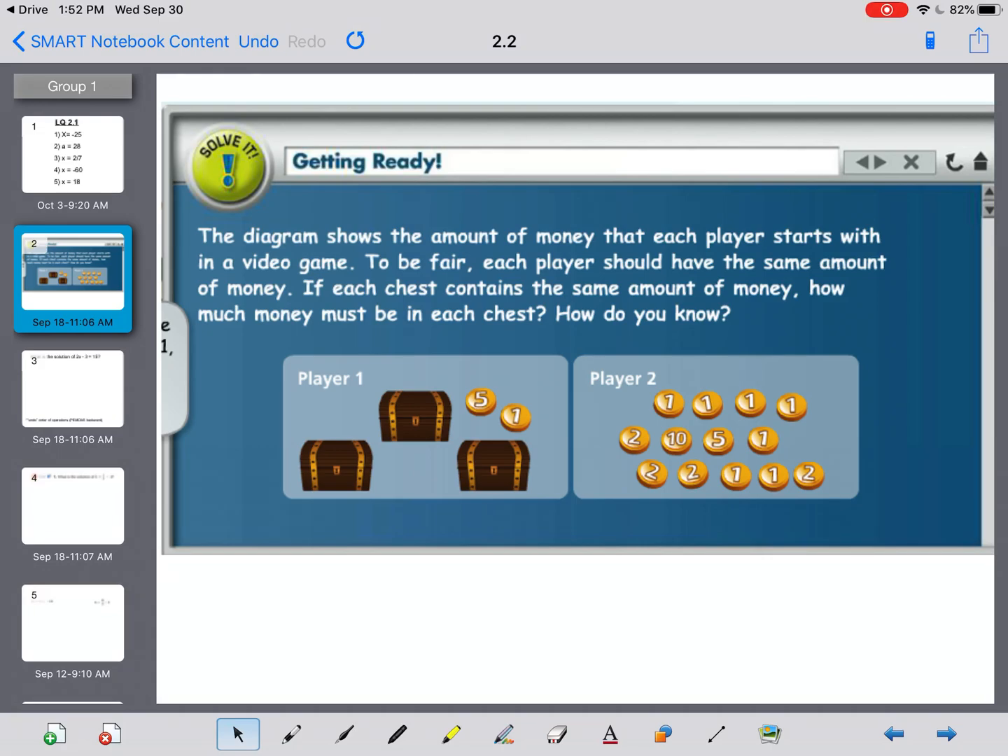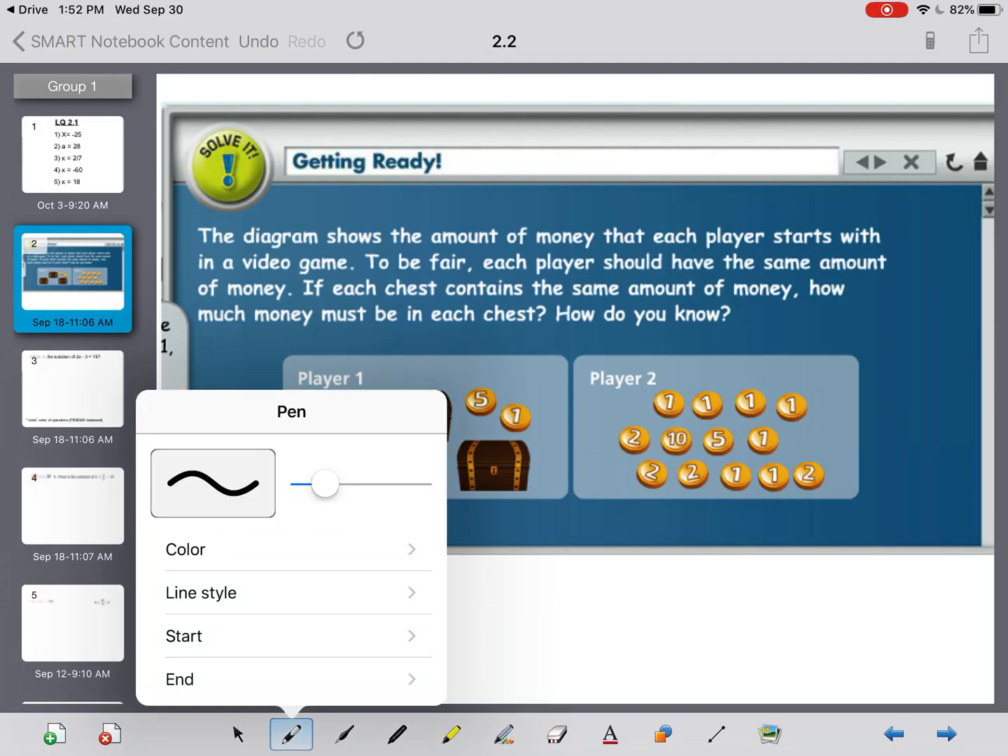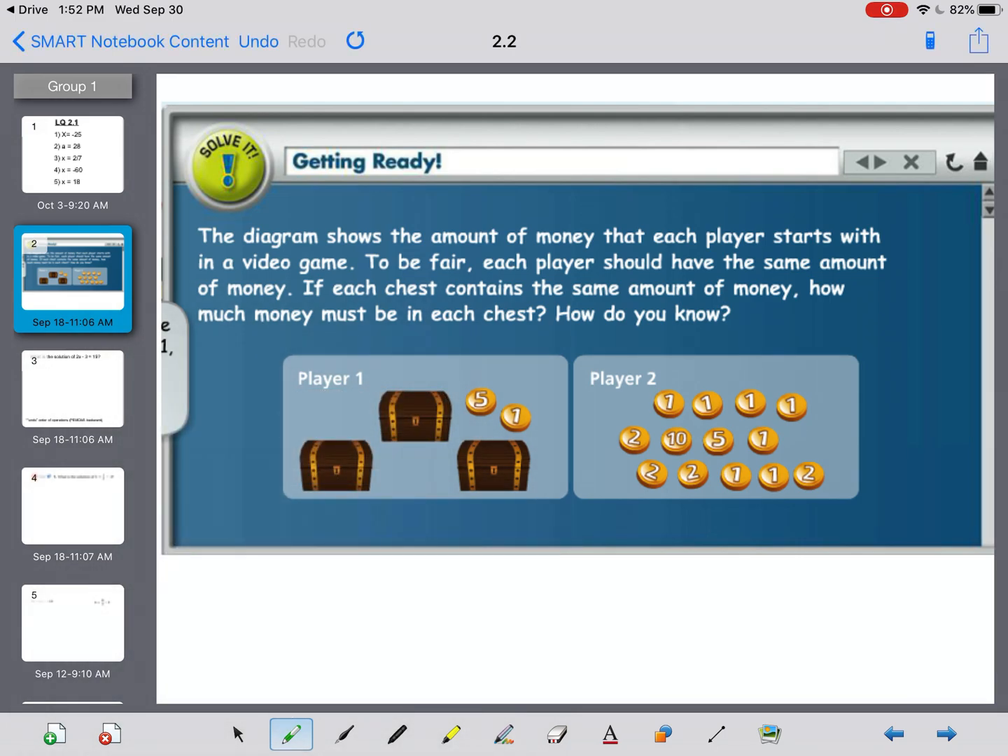Chapter 2, Section 2 is all about solving two-step equations, and we're going to start right away with our example. This diagram shows the amount of money, like yesterday, that each player starts with in a video game. To be fair, each player should have the same amount of money. If each chest contains the same amount of money, how much must be in each chest, and how do you know? Okay, so much like yesterday, we're going to start with writing an equation for each side and counting how much each has.